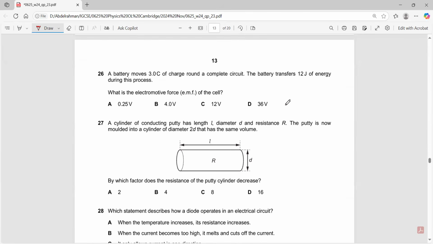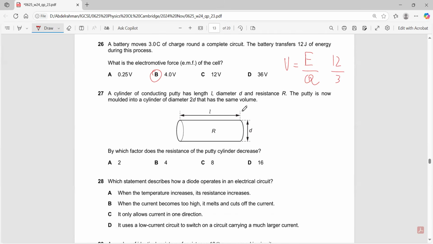A battery moves 3 coulombs of charge around the complete circuit. The battery transfers 12 joules of energy. Can I find the EMF? Yes. V equals E over Q, so 12 over 3, which is 4 volts. 4 volts. Question 27.